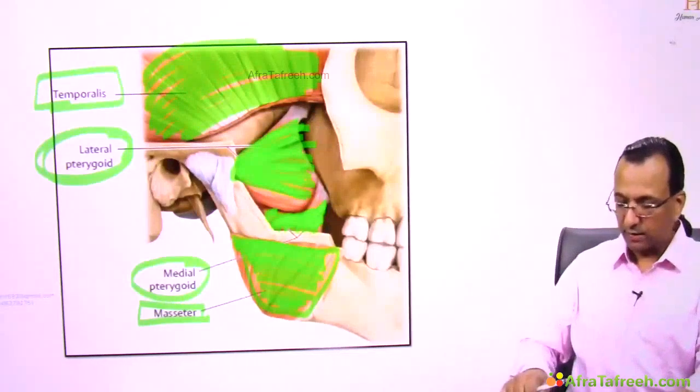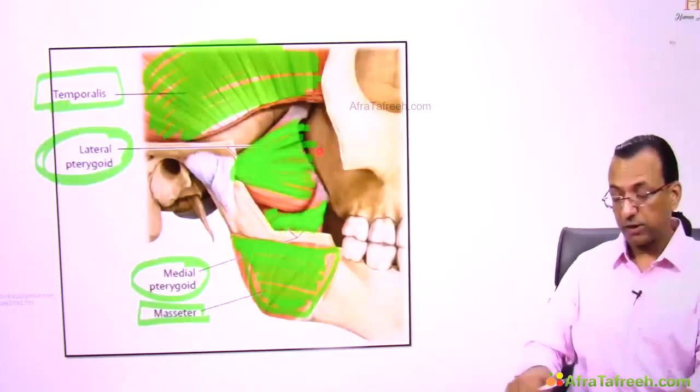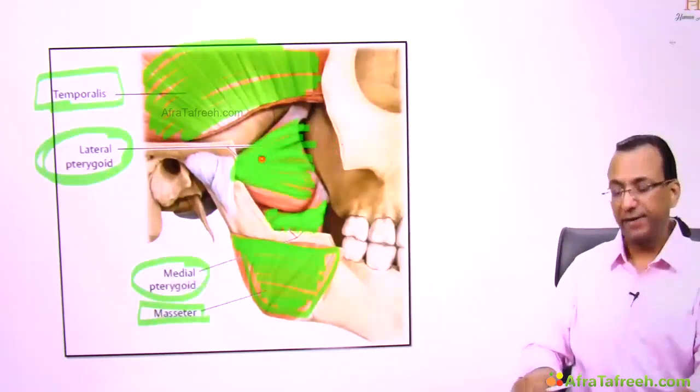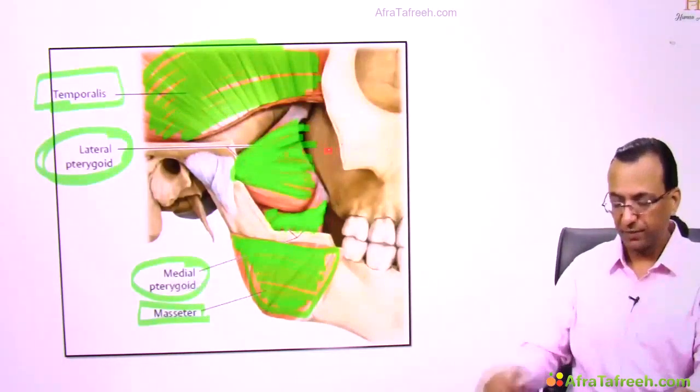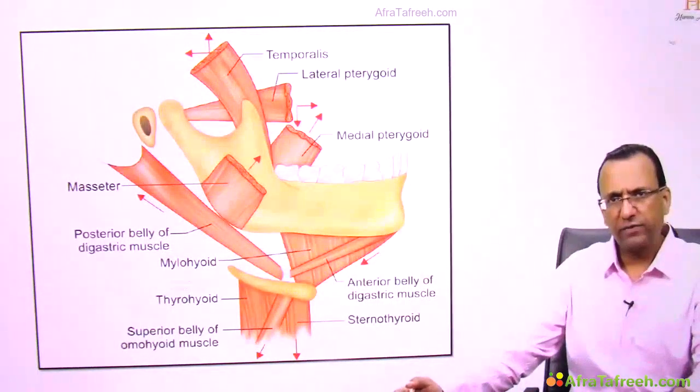But the lateral pterygoid is a depressor. You mean to say one muscle antagonizing three muscles? Yes, one muscle antagonizing three muscles. The lateral pterygoid is a depressor antagonizing the MTM elevators. And this is the diagram which we are supposed to draw now.